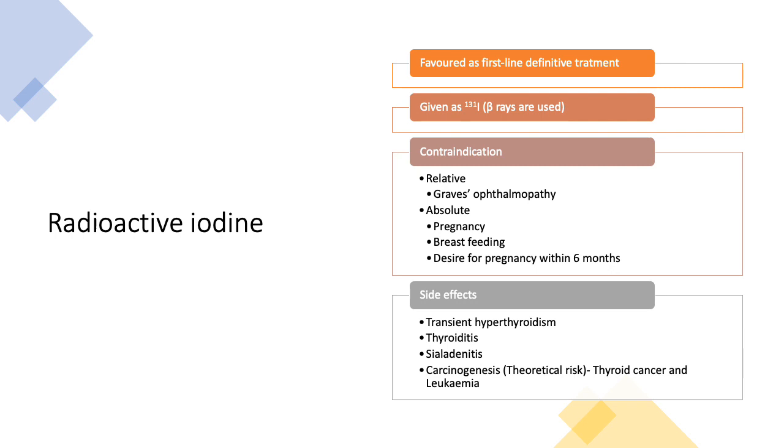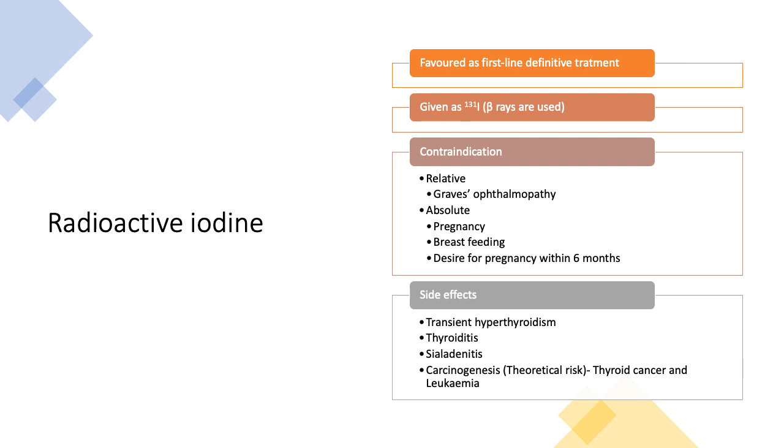The second treatment modality is radioactive iodine. It is the favored first-line definitive treatment. It is given as iodine-131 with beta rays. This is different from investigative thyroid scintigraphy, in which iodine-123 with gamma rays is used.